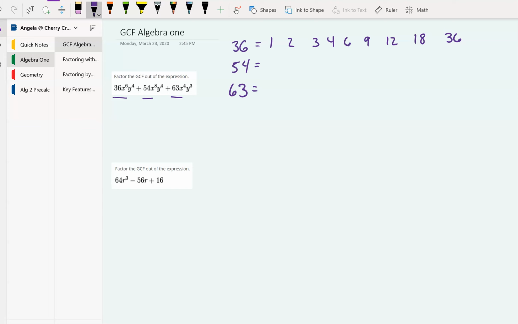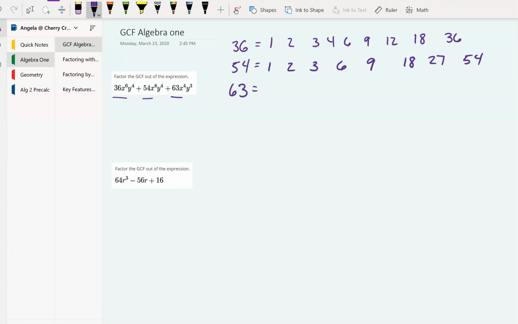What about 54? Let's try 54. We have 1 and 54, and 54 is even, so that means we have 2 and 27. That's going to work. And what else? How about 3? Does 3 go into it? 3 times 18, I think, is 54. What about 4? I don't think 4 goes into that. I don't think 5 does. 6 times 9, that'll give us 54 as well.